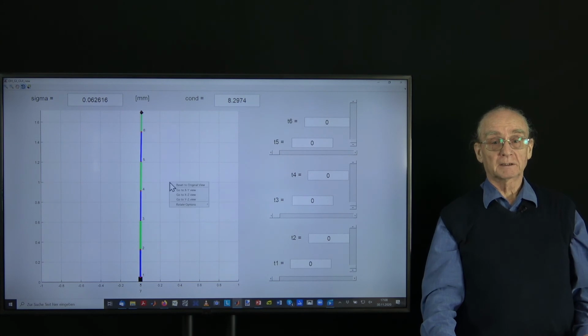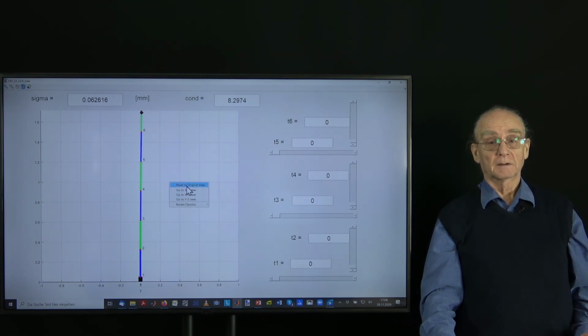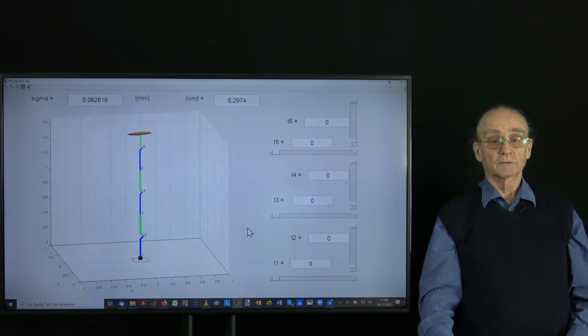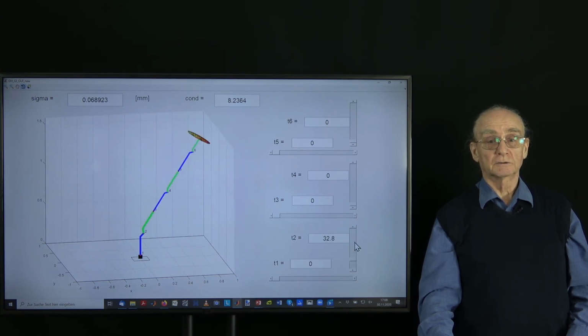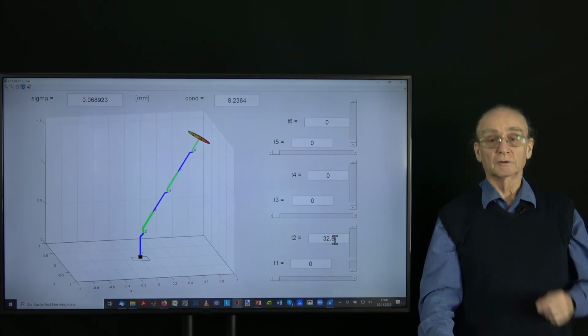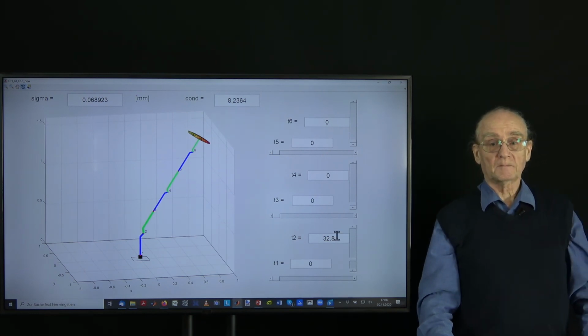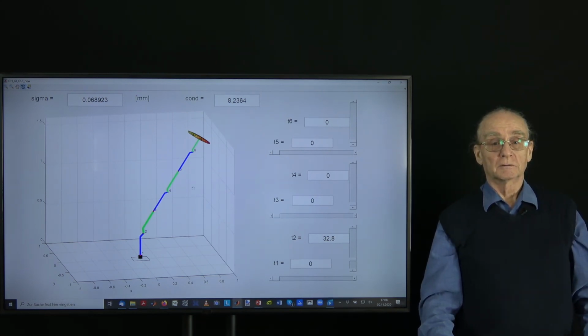Now let's go back and make a rotation around this second axis. So we change this axis here. Now you see that the robot arm goes down here, and we have now an angle of around 32 degrees. Now we rotate the axis around here.